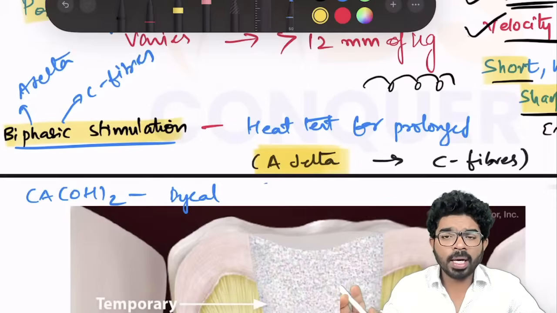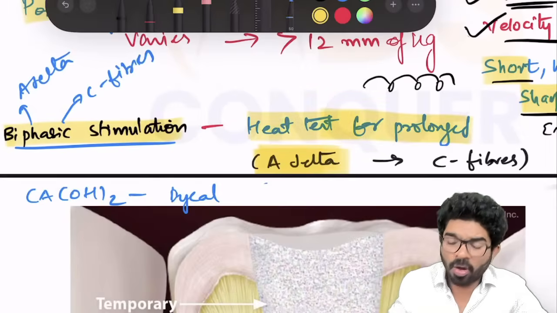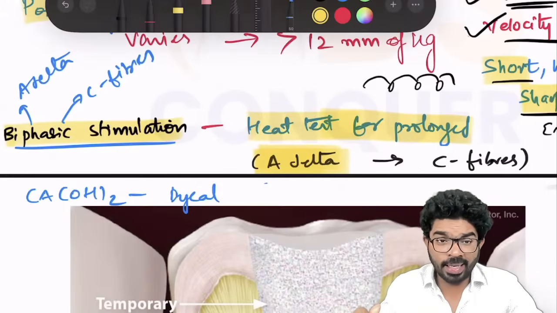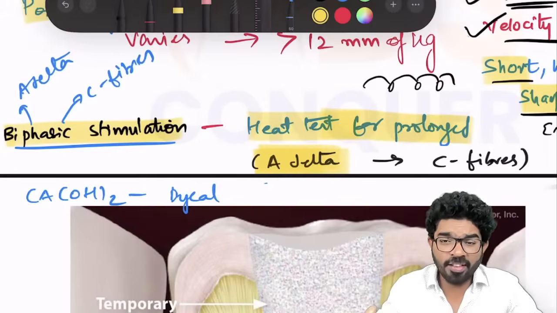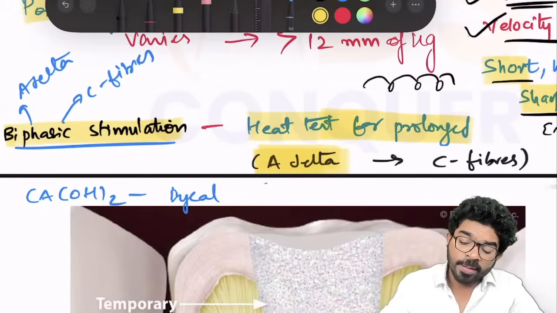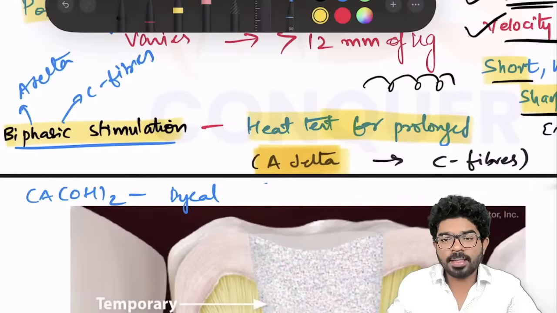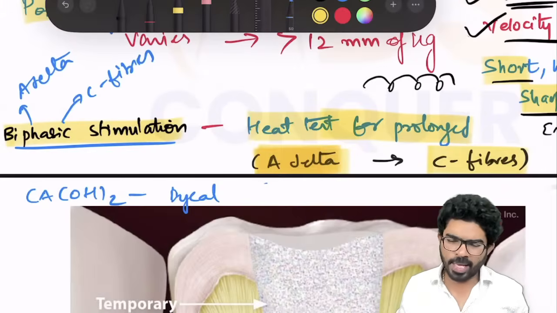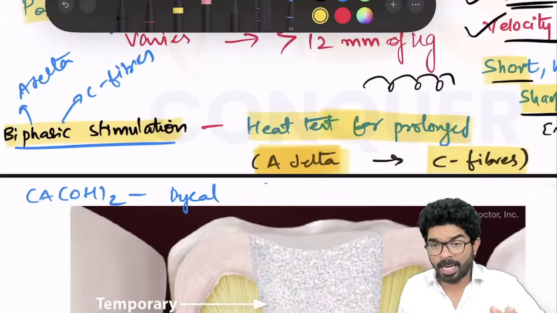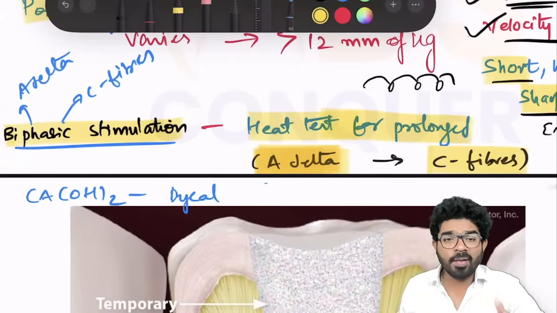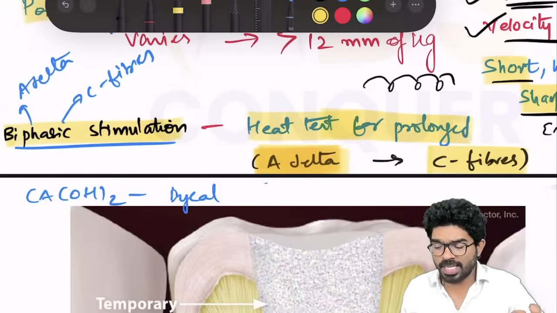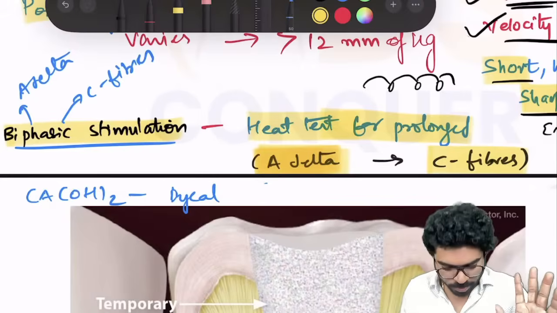Okay. Sometimes what happens is whenever you do heat test for a prolonged duration of time, normally heat test should be done within 5 seconds. Sometimes if you do a prolonged heat test, then you will have what is called biphasic stimulation. Means initially it is going to stimulate A delta fibers, followed by C fibers also getting stimulated. Normally in the majority of the vitality tests, we don't activate C fibers, we activate A delta fibers only. But sometimes because of a prolonged heat test, you have this biphasic stimulation, where both A delta fibers as well as C fibers are going to get activated.